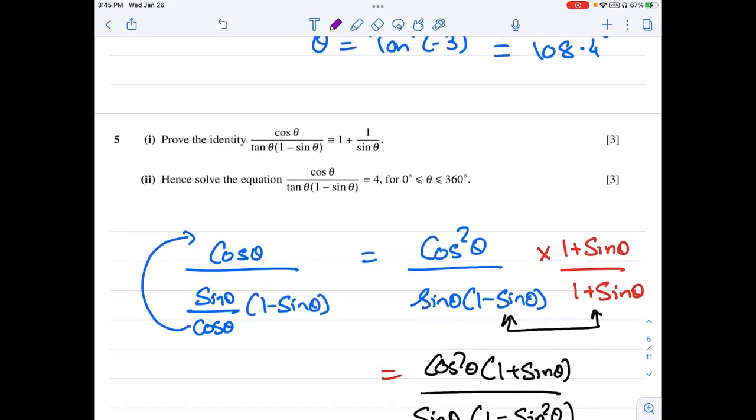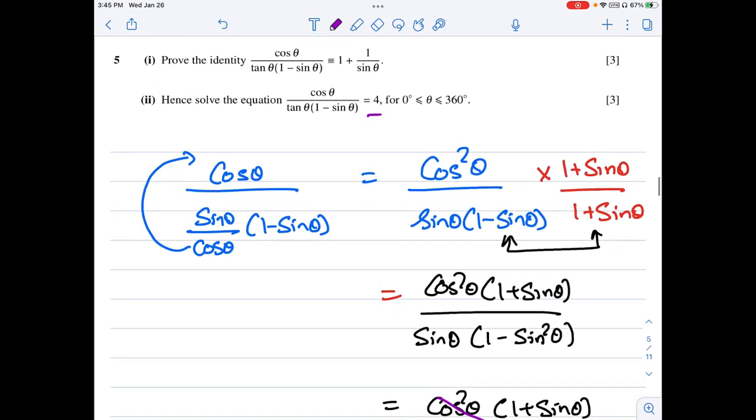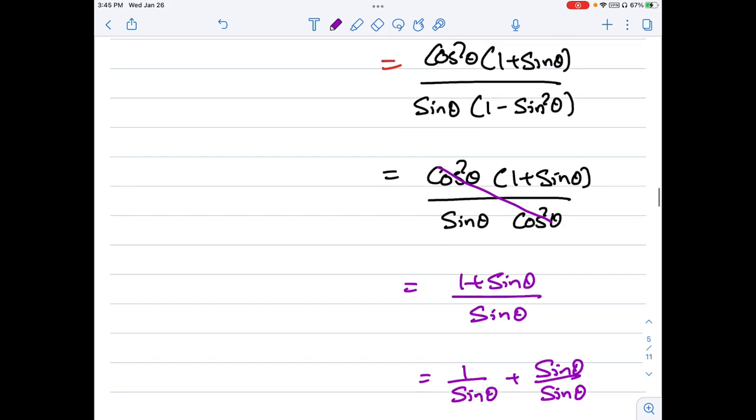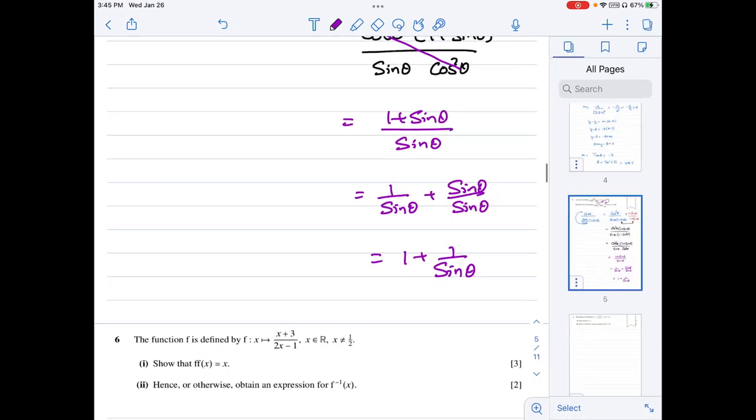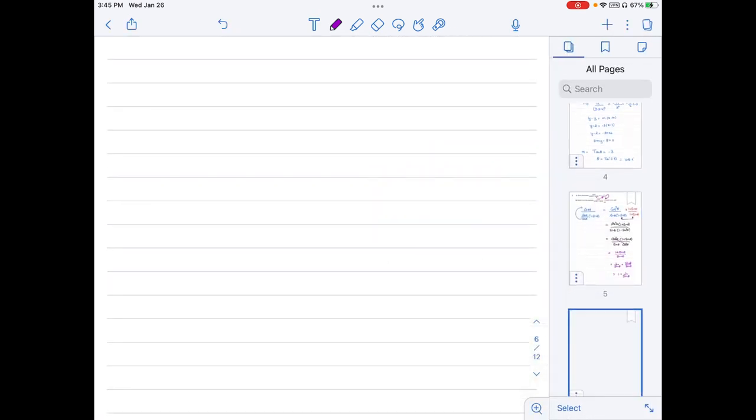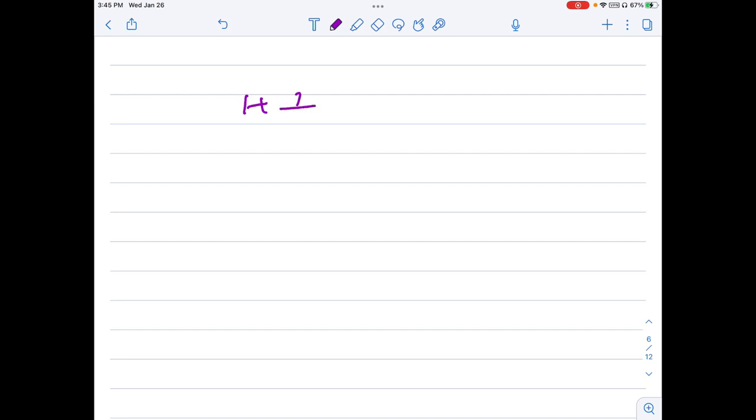Hence solve the equation, this is equal to 4. So we know that this is equal to this. So this one should be equal to 4. 1 plus 1 upon sin theta is equal to 4. So 1 upon sin theta equal to 3. So sin theta equal to 1 upon 3.